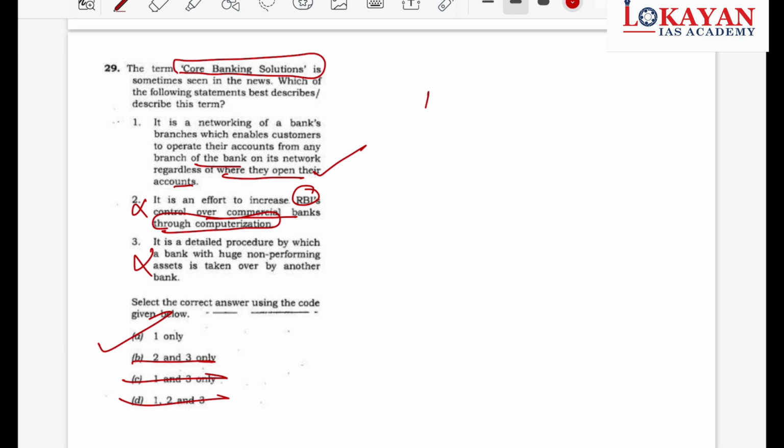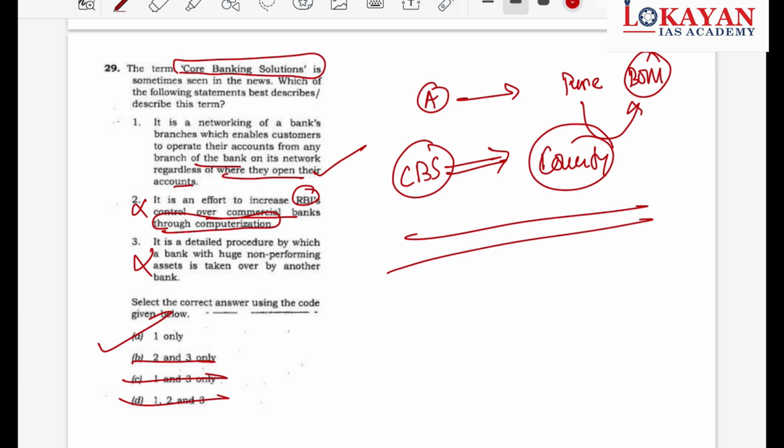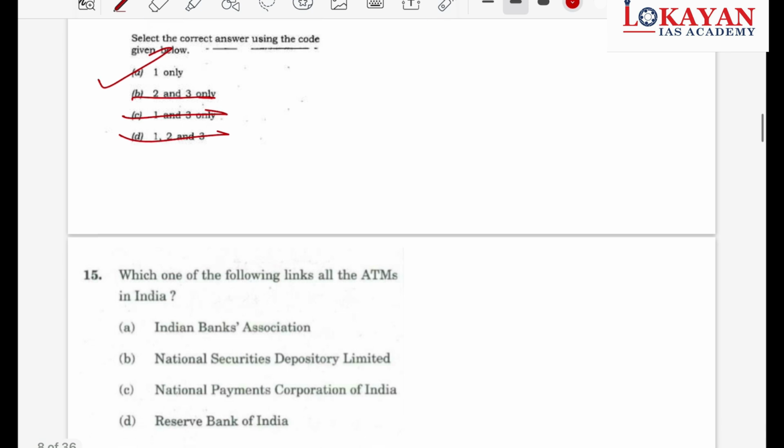Suppose A has a bank account in Pune, in Bank of Maharashtra Shivajinagar branch. Earlier, he had to do all these transactions from this bank branch only, but now due to CBS you can perform these transactions and other activities at any bank branch in the entire country. They all are connected. So A is the correct answer. Now, next question.